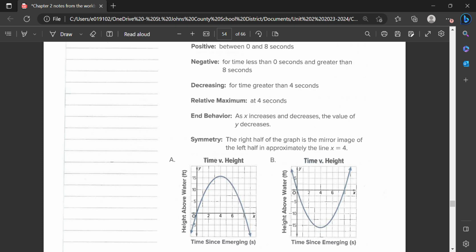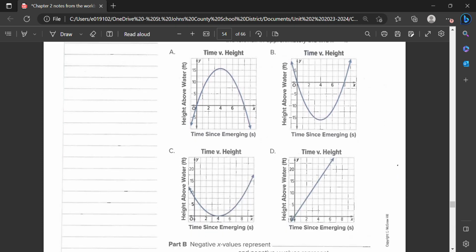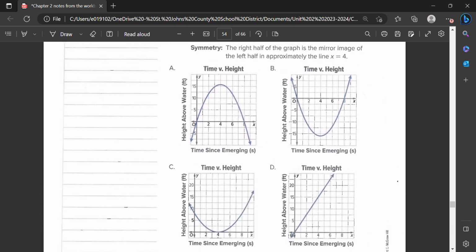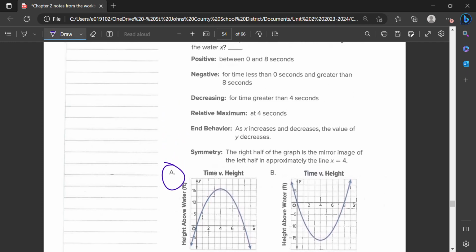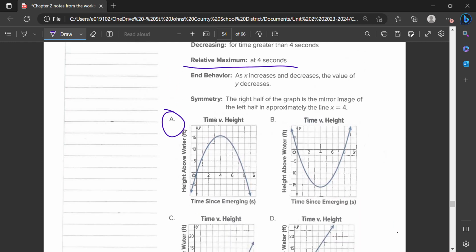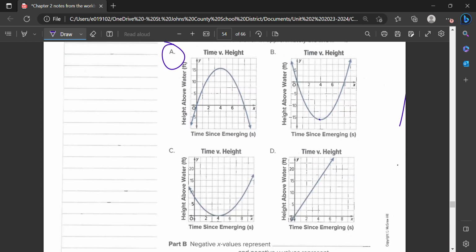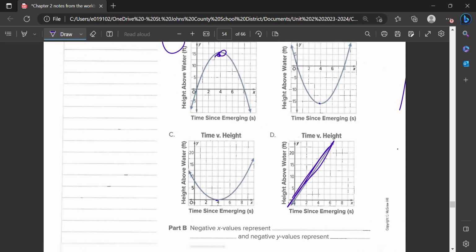So the relative max is at 4 seconds. There's only one that has a relative maximum. So the answer is A, because of the relative max at 4 seconds. That's a min. Sorry. That's a min. This doesn't have a min or a max. That's the only one with a maximum. So that was pretty easy.